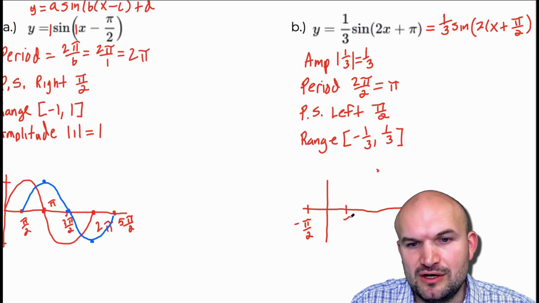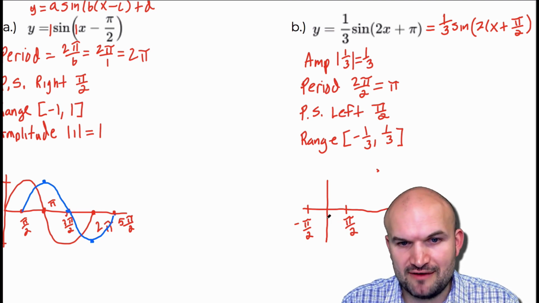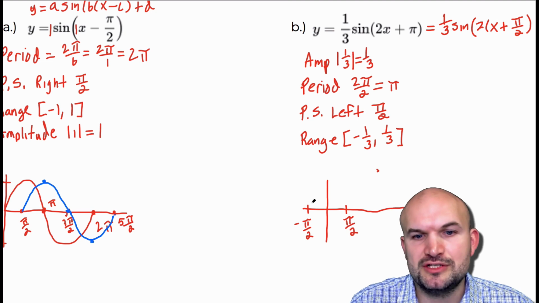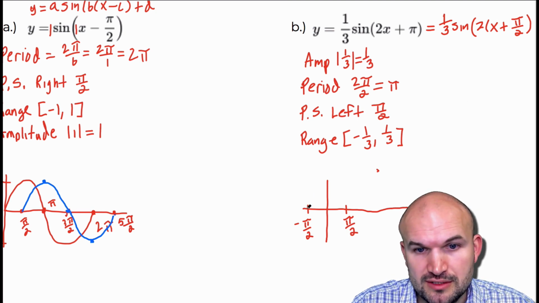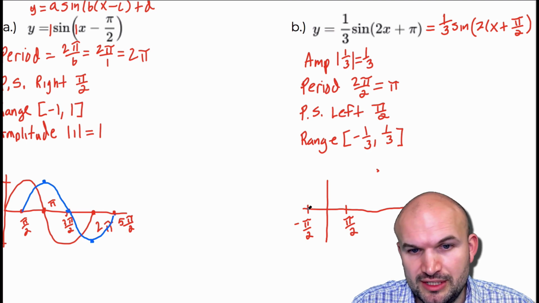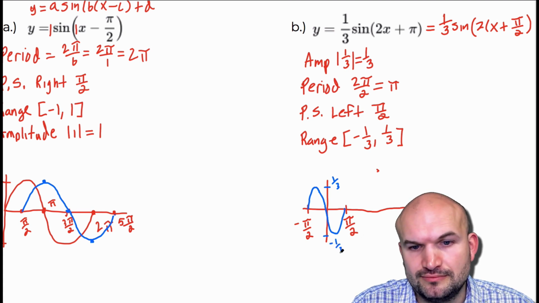And again, if you calculate this distance here, the distance from negative pi halves to pi halves is pi, right? So this graph is going to look very, very scrunched. I'm not going to go through the coordinate points here, but that'd be 1/3, and that would be down to negative 1/3.